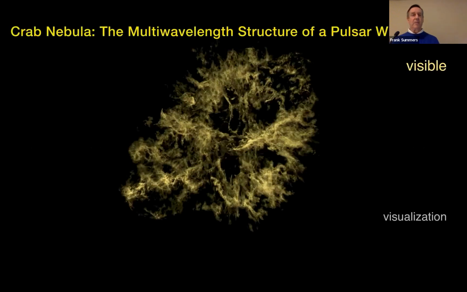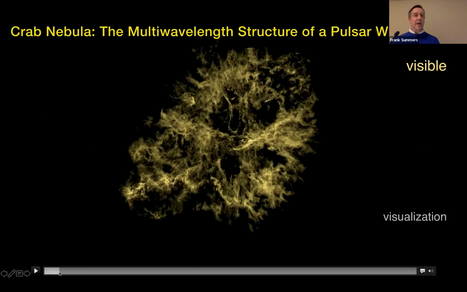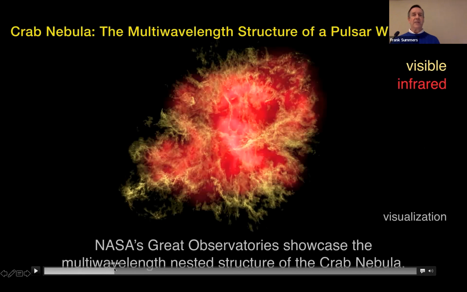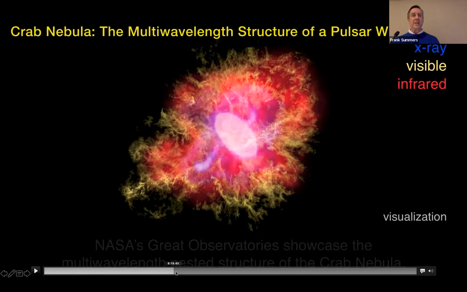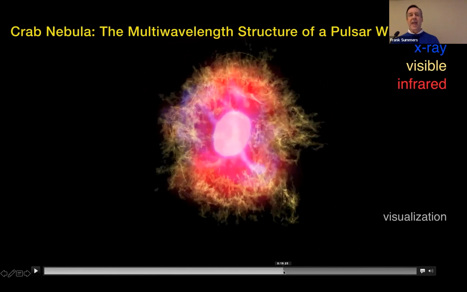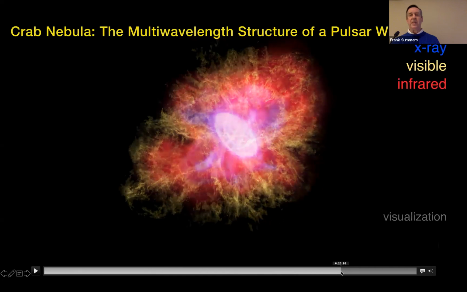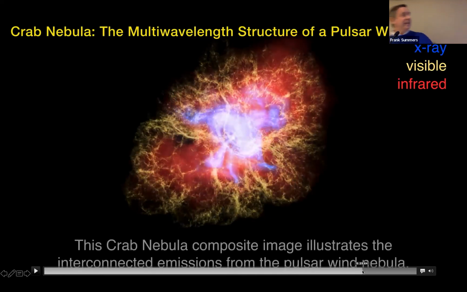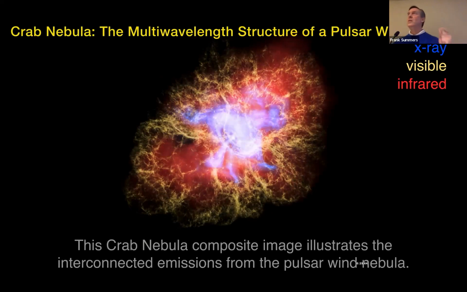So I'll show you an example from our Crab Nebula. And here we talk about the visible, the infrared, and the X-ray, and then we spin it in 3D. So you see that the Crab Nebula is spinning in 3D. And finally, I hit them with the punch sentence at the very end, which is: this Crab Nebula composite image illustrates the interconnected emissions from the Pulsar Wind Nebula. That was the sentence I chose as the last thing I want them to understand, that it's multi-wavelength and they're interconnected and there's this Russian doll structure like that. Works really well.